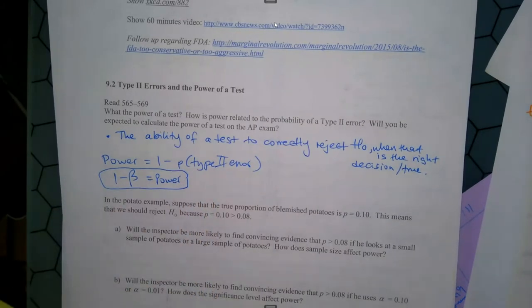So in the potato chip example, the idea is there's a truckload of potatoes, and if the entire truck is 8% blemished potatoes that are not good to make potato chips out of, you would send them back and ask for a new truck of potatoes.